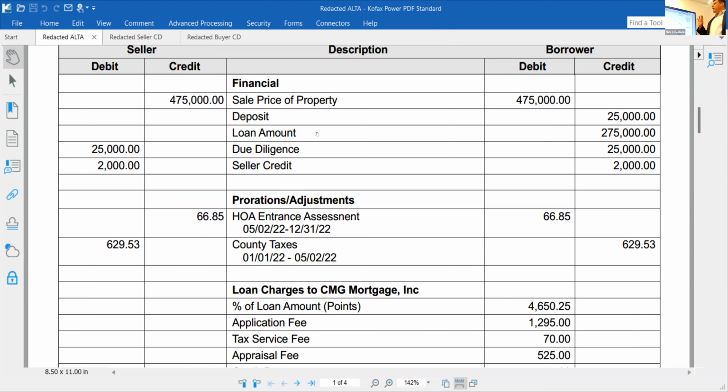And then you've got your HOA entrance assessment. So that's just HOA dues, and HOA dues are always prorated. That's contractual. They're prorated as of the date of closing. And this was an annual HOA, so it was prorated for the whole year. There are going to be circumstances, and I don't think this is one of them, in which your seller has not paid their HOA dues for the month. If that's the case, because people will say, wait, why am I receiving a proration?